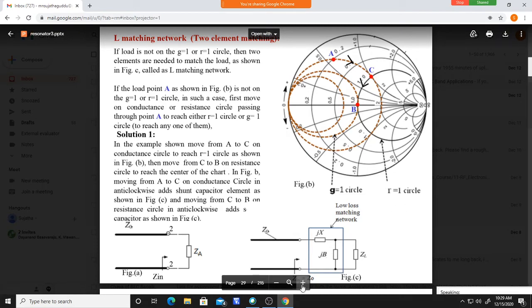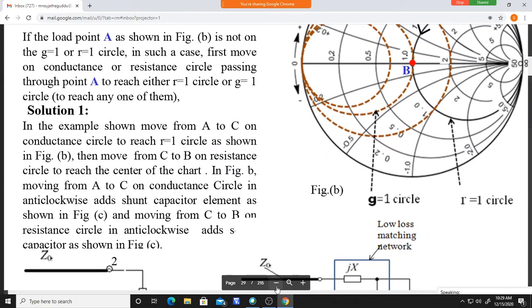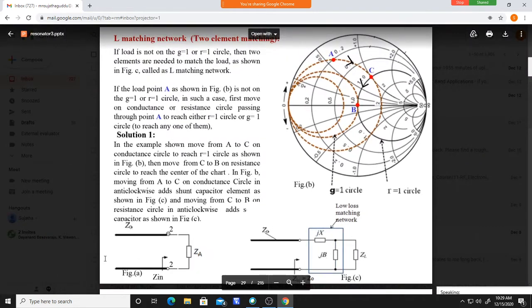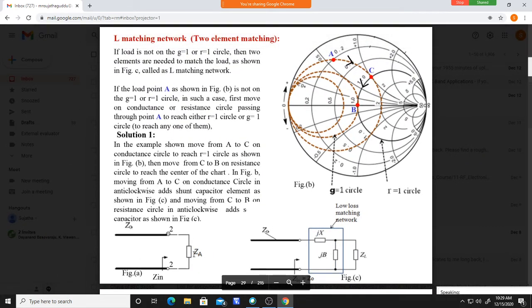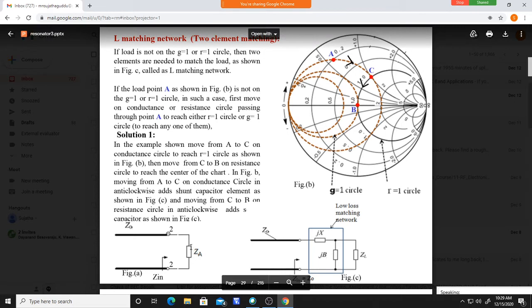See here, you can use which elements you can add to this ZA, to change the value of this ZA to 50 ohm, between these two terminals. So this ZA you have now. So like this, see what we can do to reach. You should reach this position. From here you should move to here.